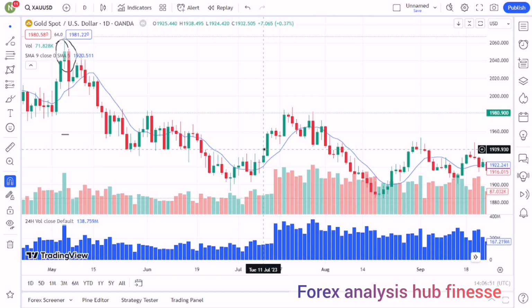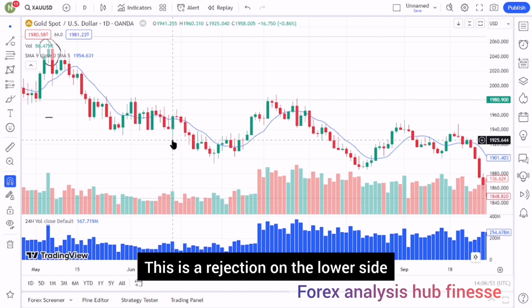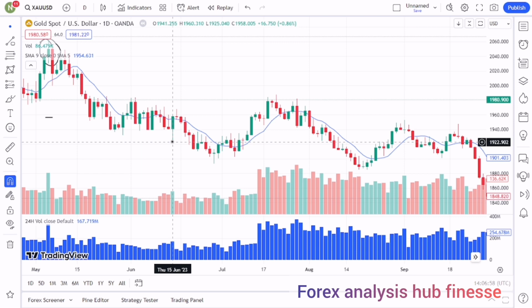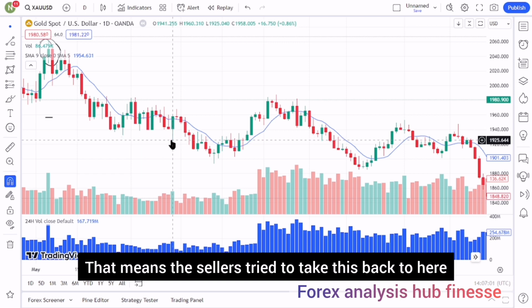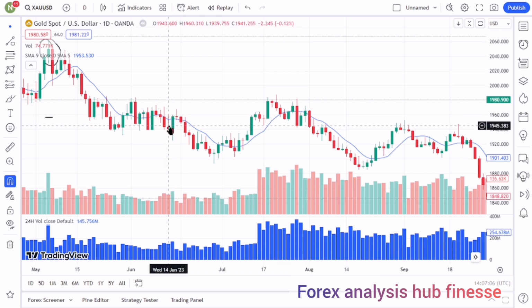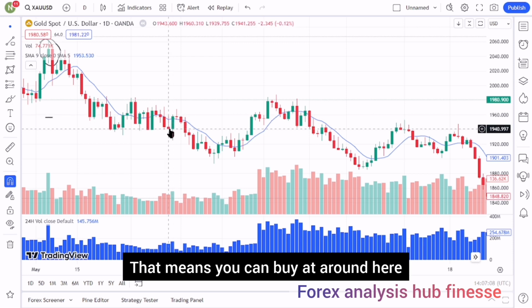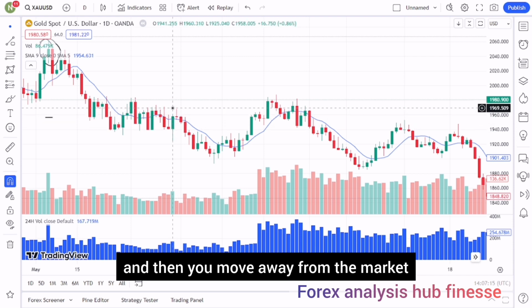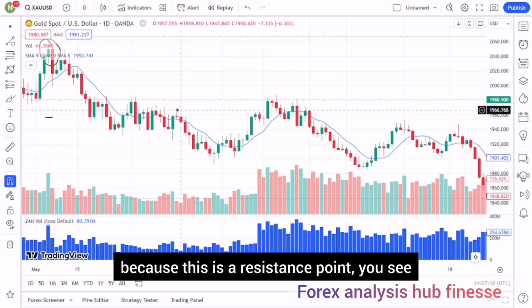Look at this. What is this? This is a rejection on the lower side. That means the sellers tried to take the price back down to here, and then it was rejected and went back up. So you can buy at around here, take small profits to this point, and then move away from the market, because this is a resistance point.